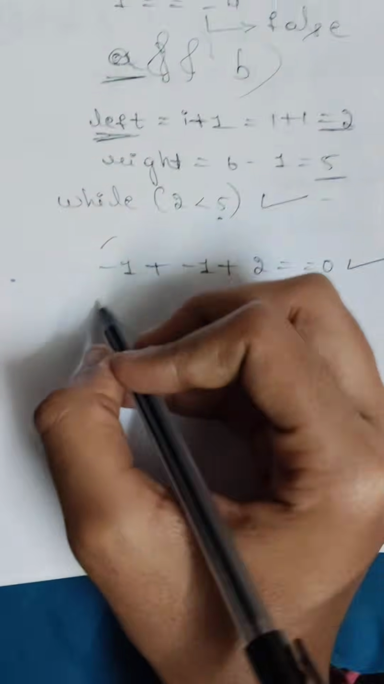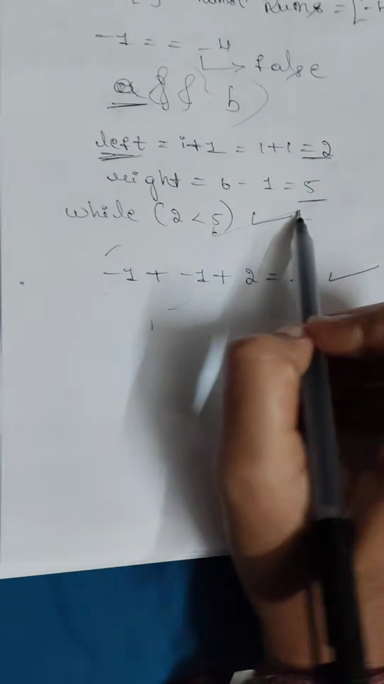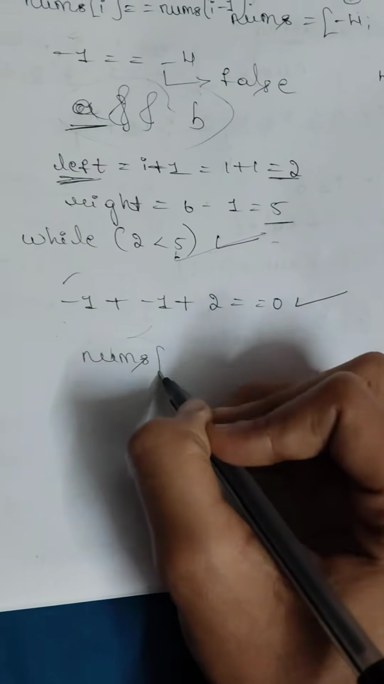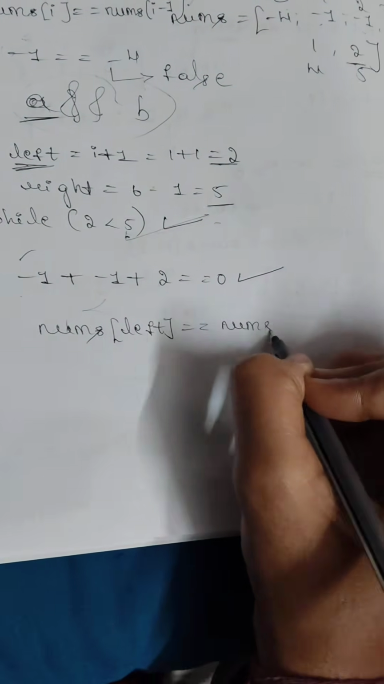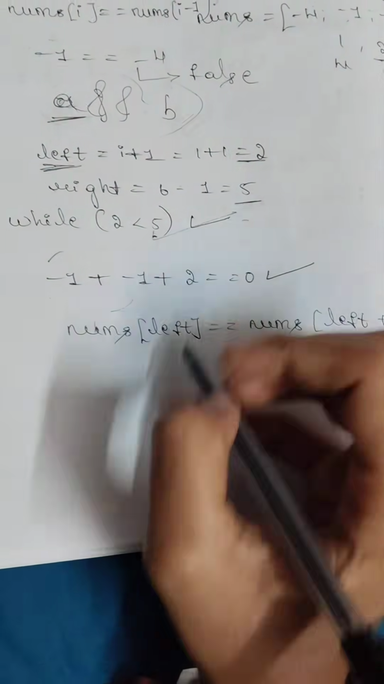What are the two loops that are present? I have to check whether left is less than right. Yes, it is less. Now I have to check whether nums of left is equal to nums of left plus 1. So what is my nums of left? Nums of left is equal to minus 1, and nums of left plus 1. What was my left? 2. And my left plus 1 will be equal to 0. So clearly this condition is false.